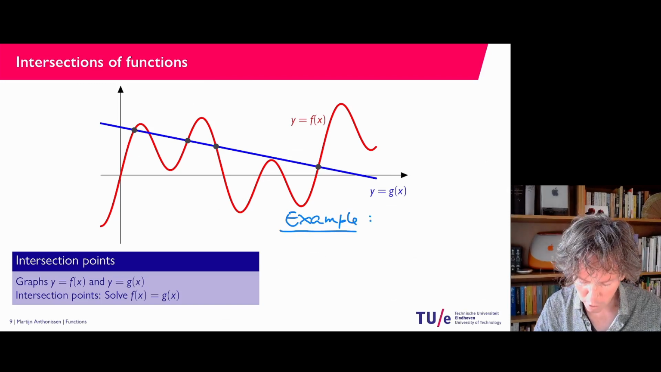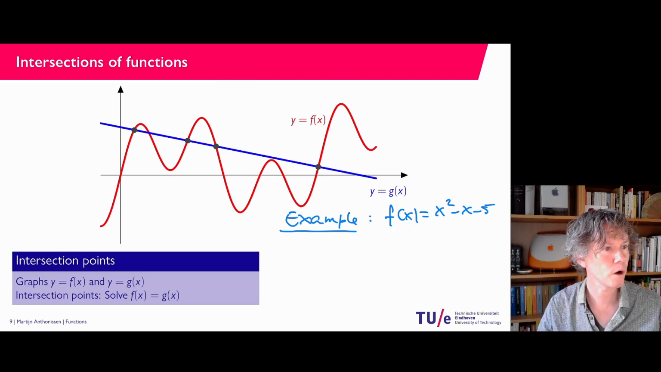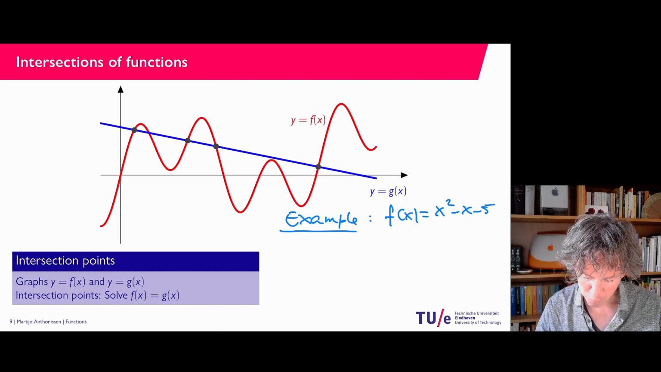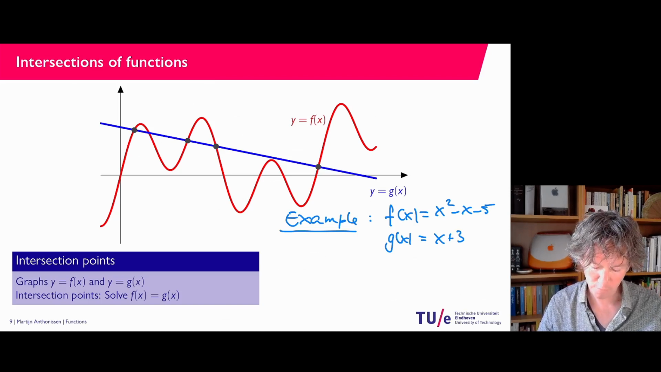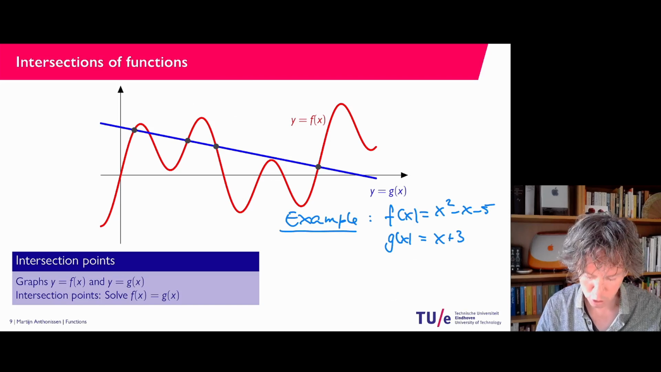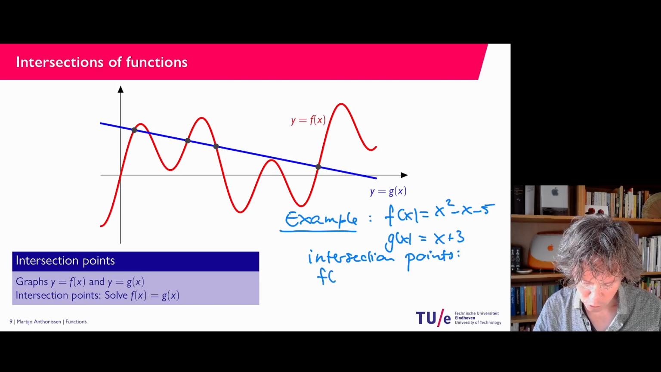So say that we have f of x equals x squared minus x minus 5. So that's a parabola. We have g of x is x plus 3, a straight line. And the question is, what are the points of intersection, or what are the x values at which they intersect? So what we do is we solve. So intersection points of the graphs, we put f of x equals g of x.